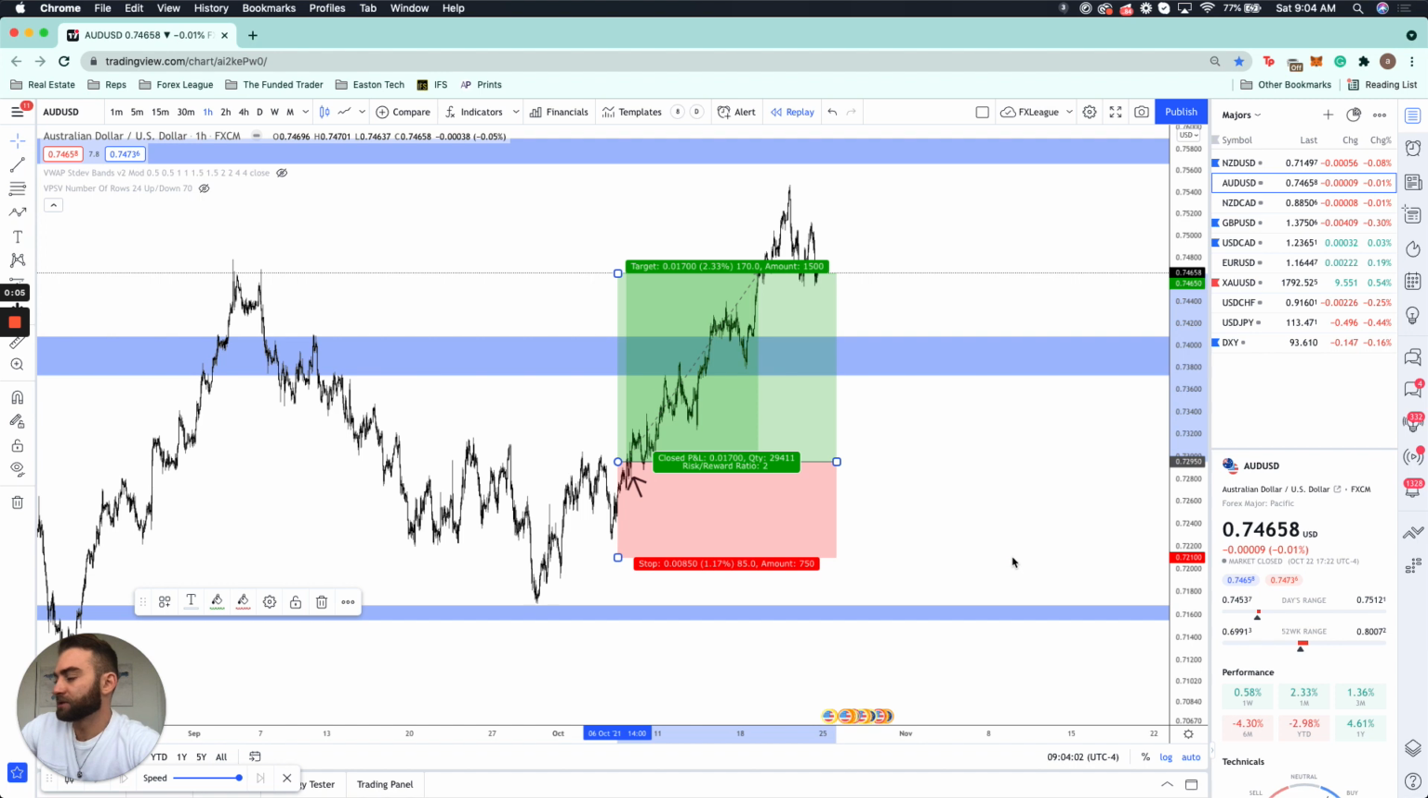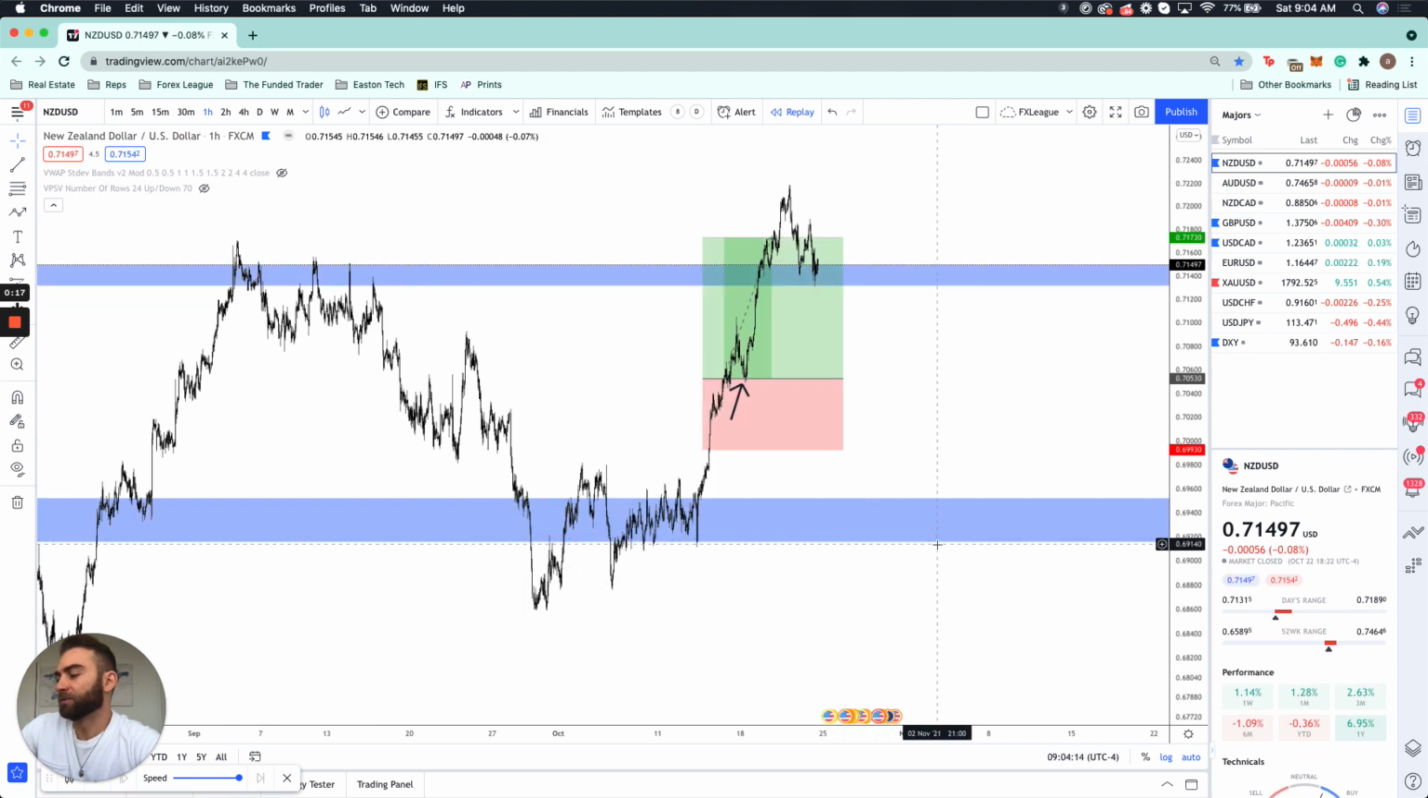So we're going to go through some trades that have been given in the rapid signals room. I have 3 trades to go over: NZDCAD, AUDUSD, and NZDUSD. So let's get started with NZDUSD.